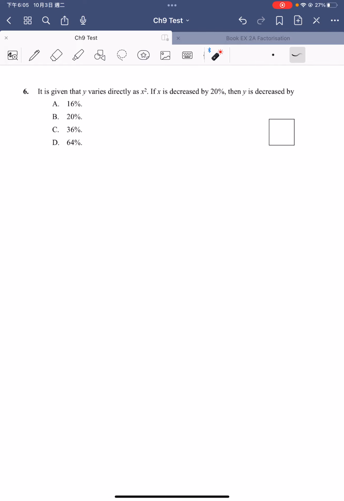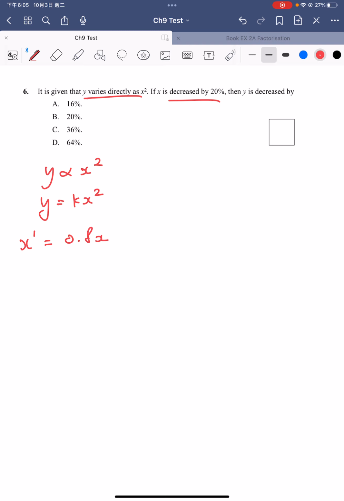So moving to question 6, we have y varies directly as x squared, and x is decreased by 20%. So now we have y directly as x squared. We have y is equal to kx squared, then the new x is decreased by 20%, so we have 0.8x. Then we need to find the new y value, which is equal to k times the new x squared.